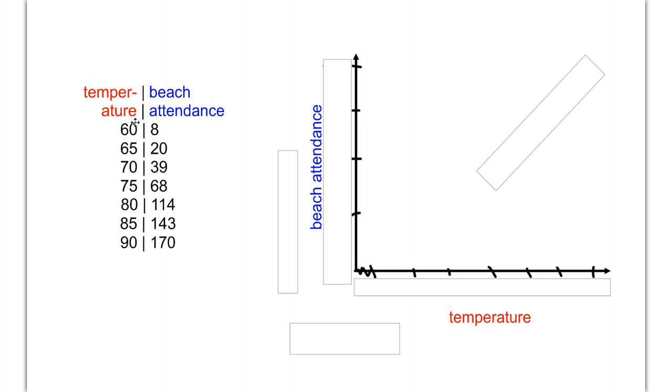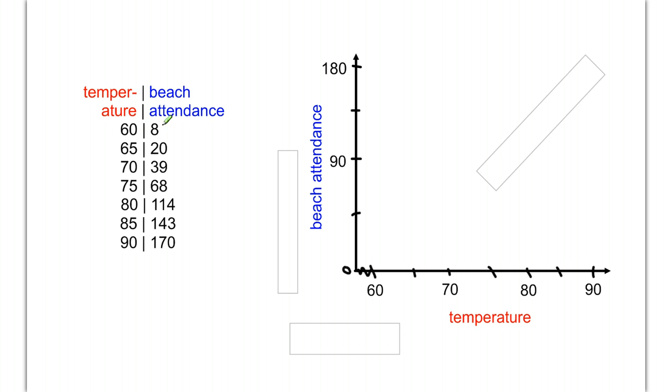Since our temperature goes from 60 degrees to 90 degrees, we would plot our x-axis accordingly here with our labels. And beach attendance goes from 8 to 170, so we do the same thing here. We make sure we covered that entire range. Then we go about plotting data points one at a time.